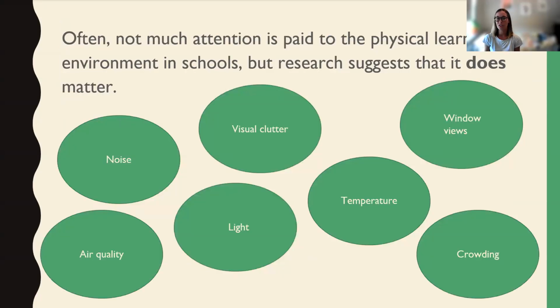So there's often not very much attention paid to the physical learning environment. We all have an idea of what classrooms are, and we pretty much just accept that as the norm. But research suggests that the learning environment really does matter, and many different aspects of the learning environment matter. These are just some of the things that I've read about over the last couple of years as part of my PhD, and I won't have time to touch on all of these, but there's plenty of research that looks at the impact of all of these different variables. I'm just going to touch today quite briefly on noise, visual clutter, and window views, just as a starting point.